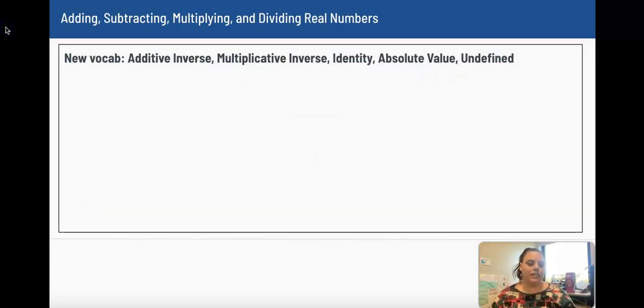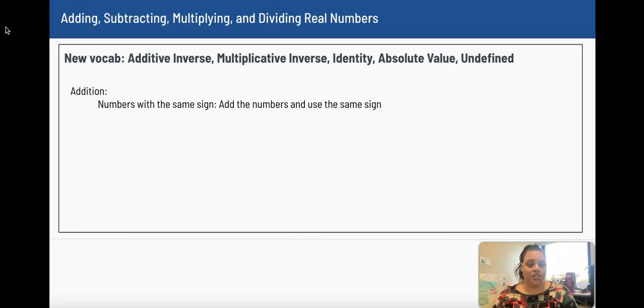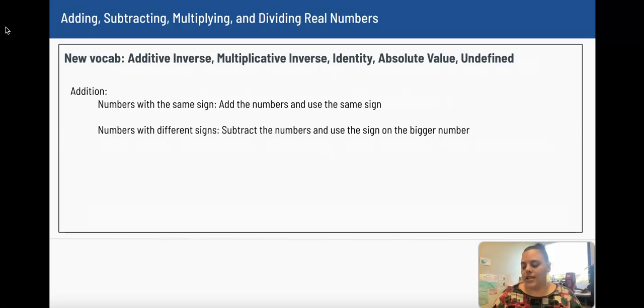So some new vocabulary we're going to see is things like additive inverse, multiplicative inverse, identity, absolute value, things being undefined. Our first rules are for addition. As you're filling in your notes, you are going to fill in the missing pieces. So addition, numbers with the same sign, you are going to fill in, add the numbers, and use the same sign. Next, numbers with different signs, you will fill in, subtract the numbers, and use the sign on the bigger number. For subtraction, we are simply going to add the opposite.